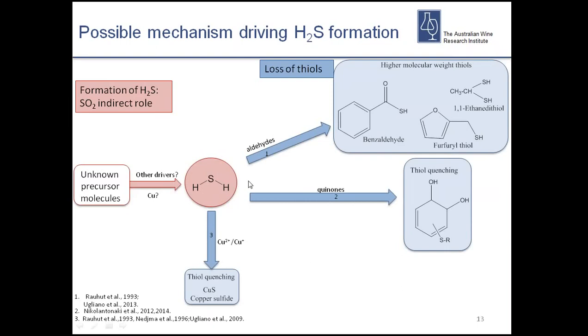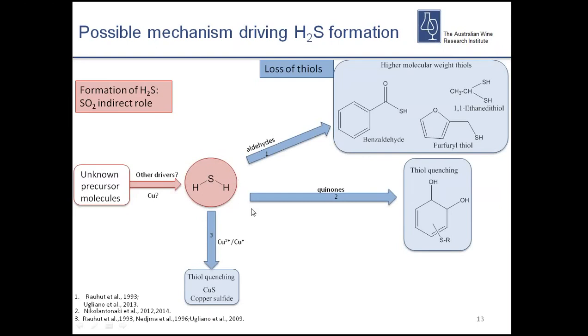So through reactions with some aldehydes, we can form benzaldehyde, furfuryl thiol, or ethane dithiol, and this will lead to the formation of higher molecular weight thiols. This will quench our hydrogen sulfide by decreasing its concentration and increasing these concentrations. And the impact of hydrogen sulfide will be reduced on the wine.